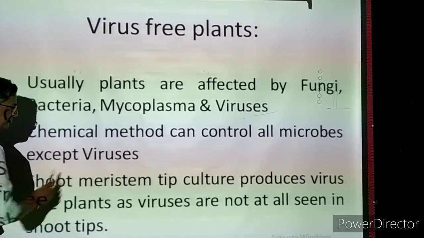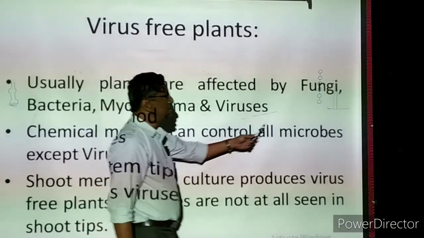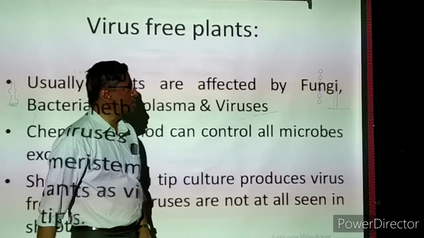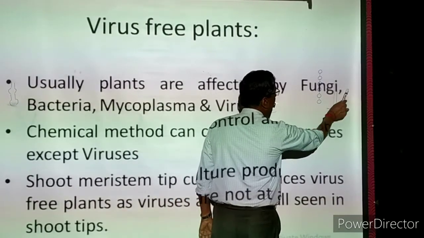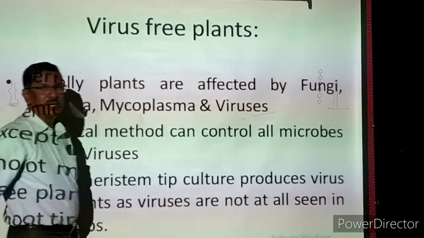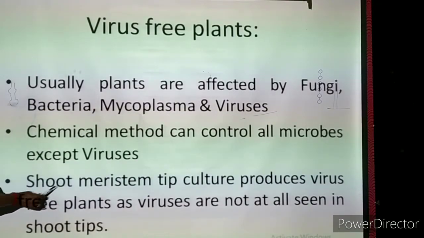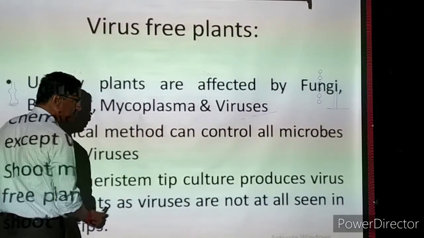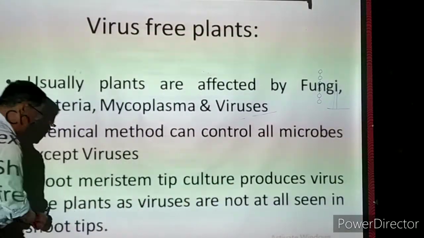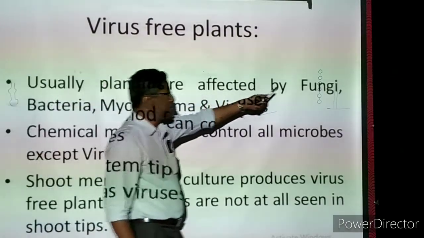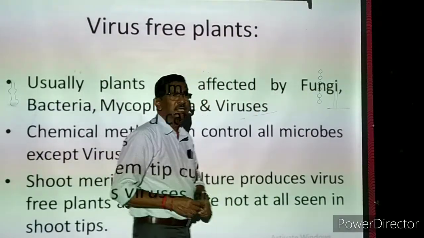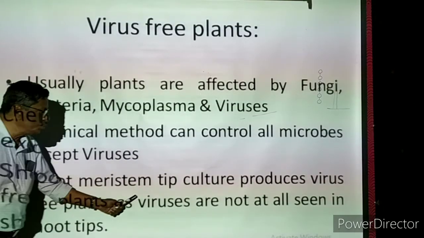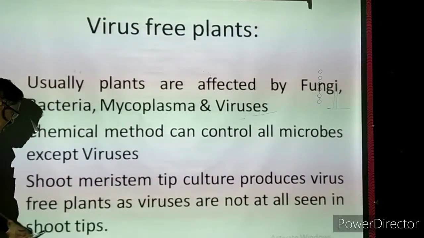Now shoot meristem. I have already drawn the picture. This is the stem. At the tip of the stem there is a soft tissue called a meristem, or a branch is present here. At the tip of the branch there is a soft tissue called the shoot meristem. In shoot meristem tip culture, the tip is cut off and cultured, which produces virus-free plants. If we develop new plants from that shoot meristem, the new plants will not have any virus, as viruses are not seen in the shoot tip.